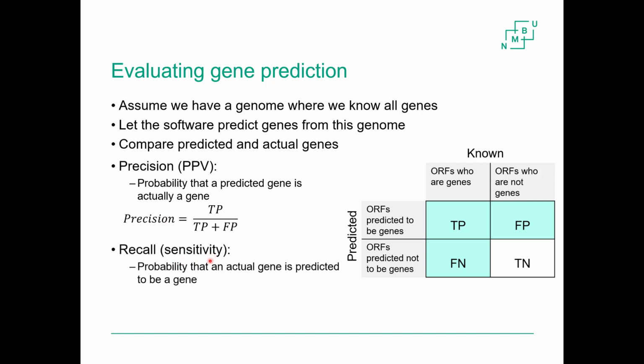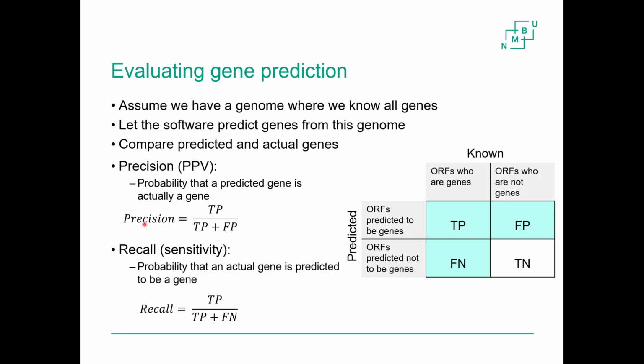The recall or sensitivity is slightly different. It's the probability that the actual gene is predicted to be a gene. And here is the formula for the recall. You can see the numerator is the same, but the denominator is different. So now we take this again and divide by the sum in these two cells instead. And that is the number of actual genes, right? The sum in these two cells. And then the fraction of that is the recall or sensitivity.